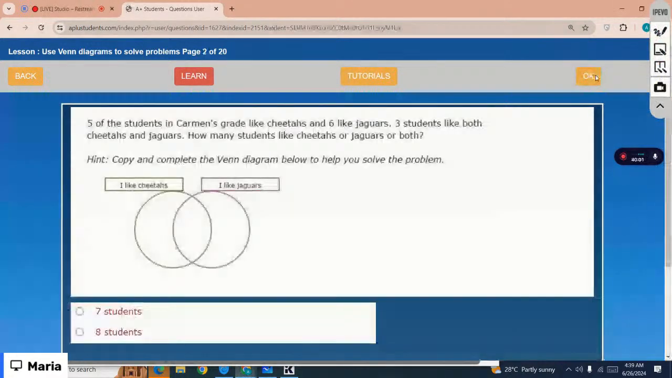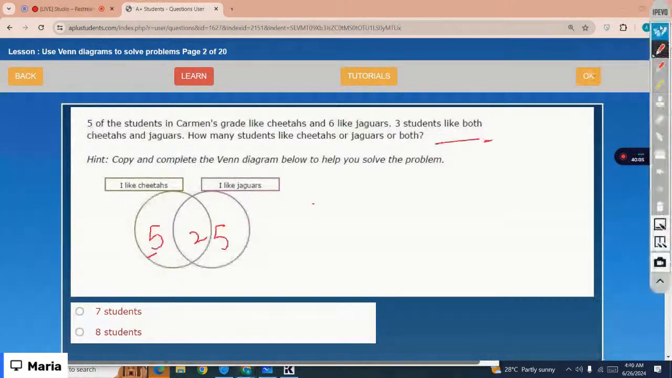5 of the students in Carmen's grade like cheetah, and 6 of them like jaguar, right? Here is 5 and here is 6. 3 of the students like both. So out of 5, 3 like both, so here you have 2, and out of 6, 3 like both, so here you have 3. You have to find the total, that is 3 and 3, 6, and 2, 8. So the total students are 8. So the correct option is 8 students.